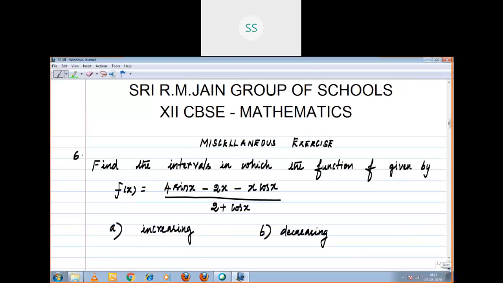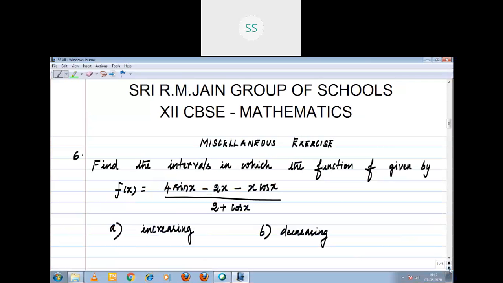Today I am going to discuss miscellaneous exercise question number 6. Find the interval in which the function f given by f of x equal to 4 sin x minus 2x minus x cos x divided by 2 plus cos x. The condition is given as increasing and next condition is decreasing.